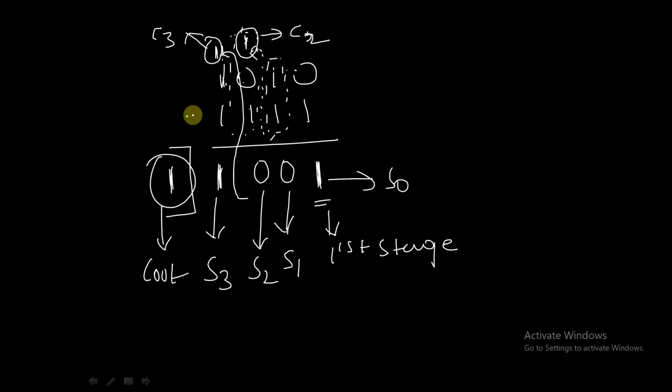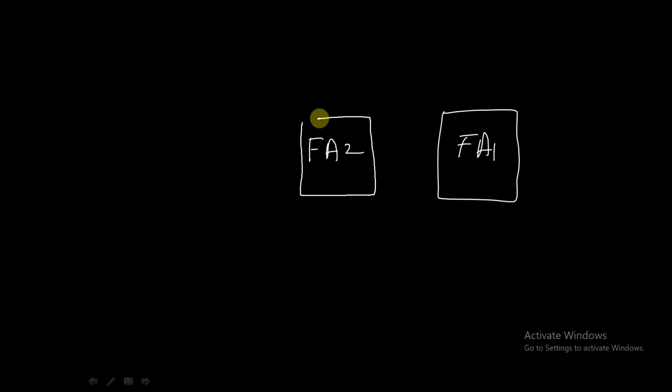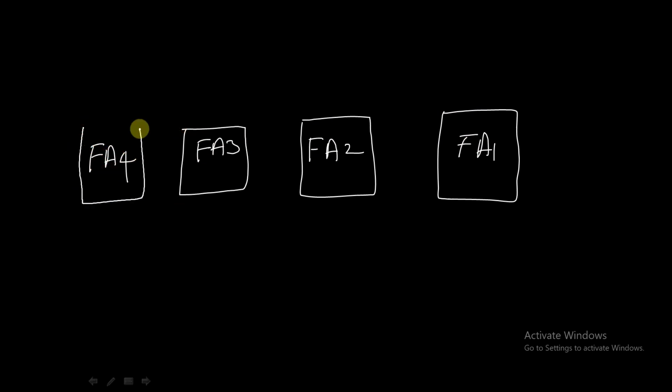Now let us see the diagram for this ripple carry adder. The ripple carry adder is made up of 4 full adders. Let us take this as full adder 1, this as full adder 2, this as full adder 3, and this is full adder 4. Since it is a 4-bit adder, we are taking 4 full adders.